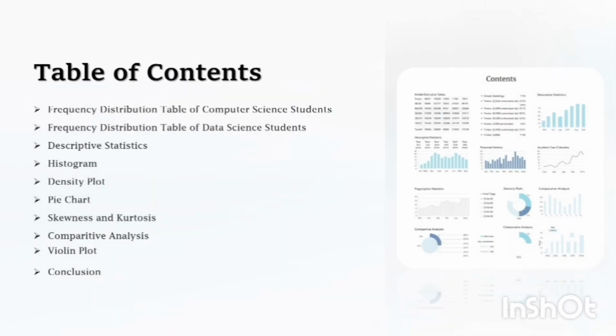So here's an outline of our presentation. First of all, we will discuss the frequency distribution of score for both computer science and data science students. Then we will explore descriptive statistics, visualizations like histogram, density plots, and pie chart. Afterward, we will explore skewness, kurtosis, and a comparative analysis, including violin plots. Finally, we will conclude with key takeaways from the analysis.